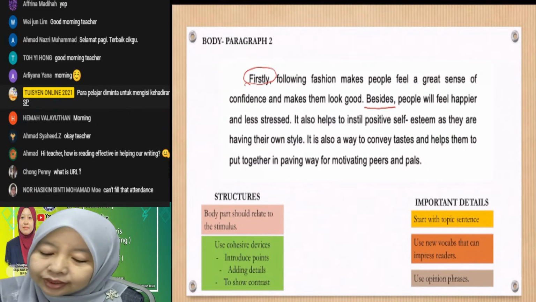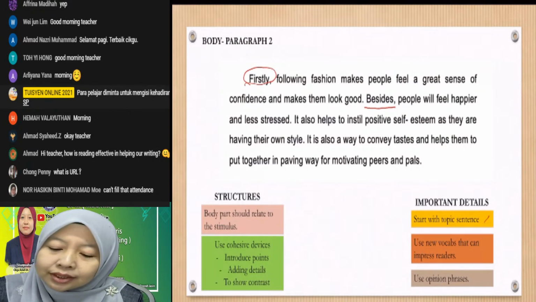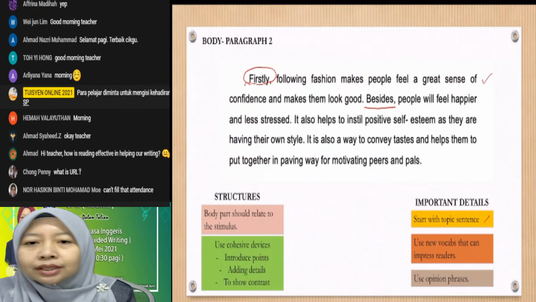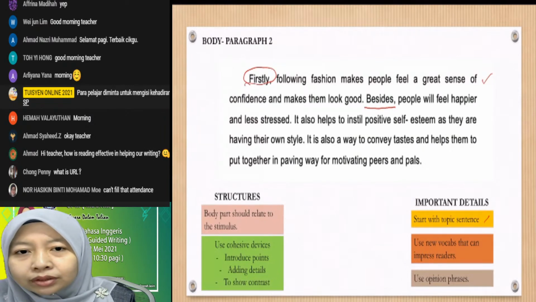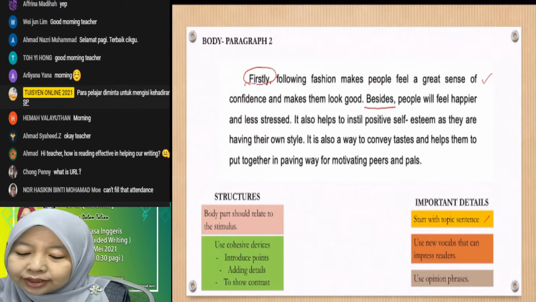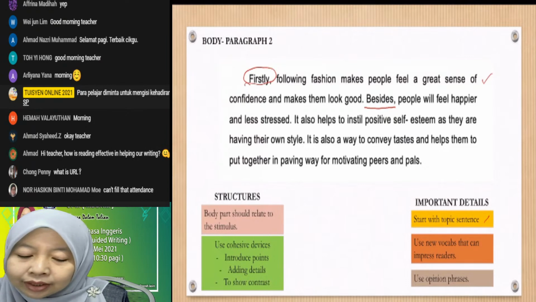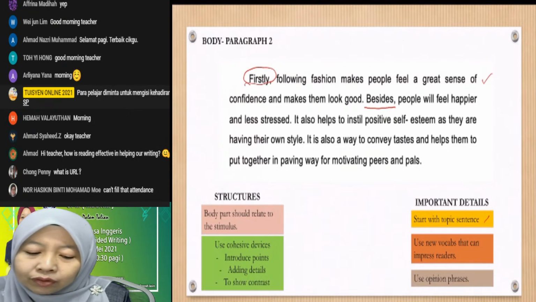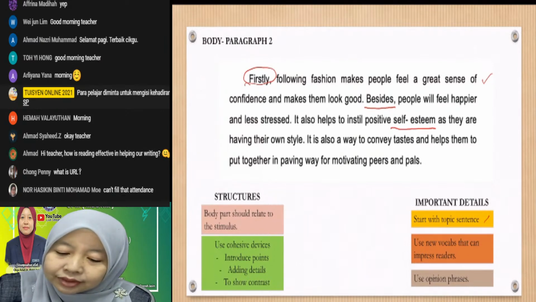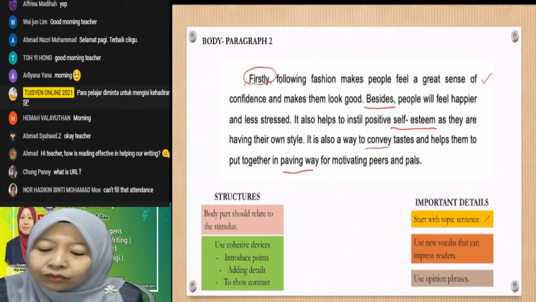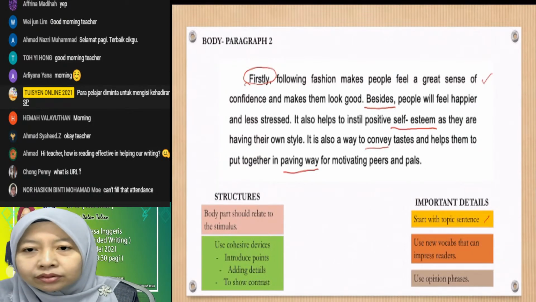Okay. Did I start with a topic sentence? Yes, I do have a topic sentence where I place my main point. But the problem is I put it in a compound structure. Did I use new vocab that can impress readers? Can you find any new vocab here? The words self-esteem, convey, present, and paving the way for motivating peers and pals.